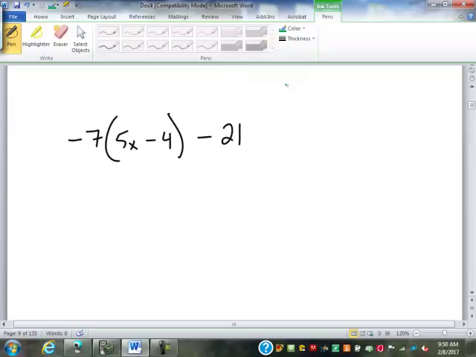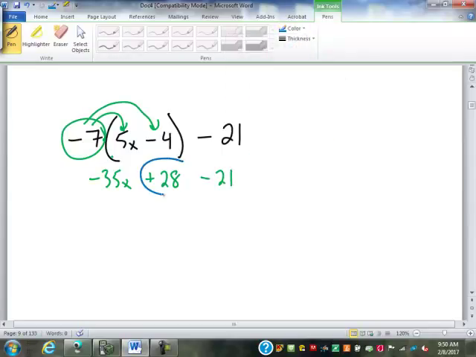So on this one, you see parentheses, so it's going to tell us we got to start there first. Is there anything we can do inside those parentheses? No. So then what we have to do to the parentheses is multiply by the negative 7. Negative 7 times 5x, negative 35x. Negative 7 times negative 4, positive 28. Now we've got minus 21 over here.